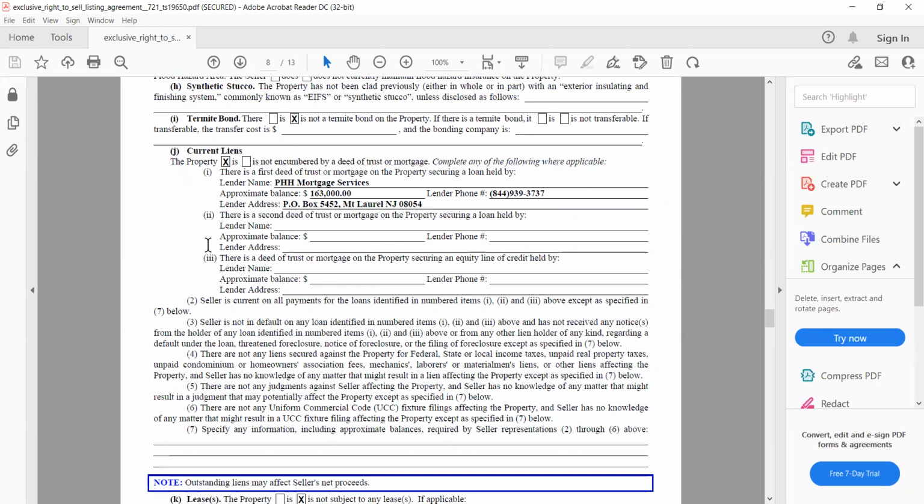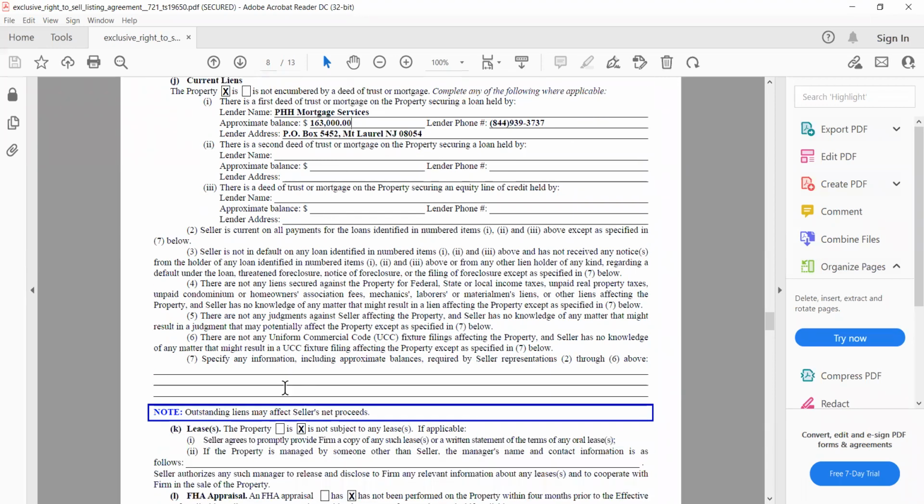And what they're going to need is, just like it says, the lender name, the approximate balance, have them give you their monthly invoice or whatever, or look it up online, the lender's phone number and the lender's address. That's the pertinent information that you need. Now, if you know there's a second lien, you need to ask them, you need that information as well, or a third or whatever.